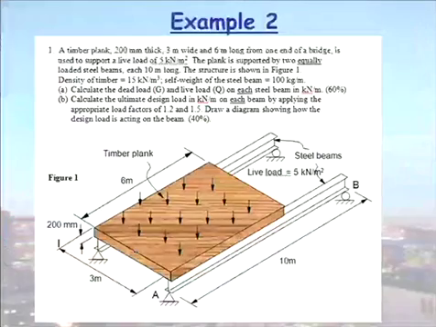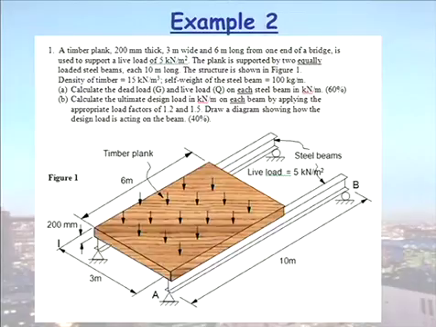So, example 2. We have a timber plank, 200 mil thick, 6 metres long. It's supporting a live load of 5 kPa, kilonewtons per metre squared. The plank is then supported by 2 equally loaded steel beams, each 10 metres long.